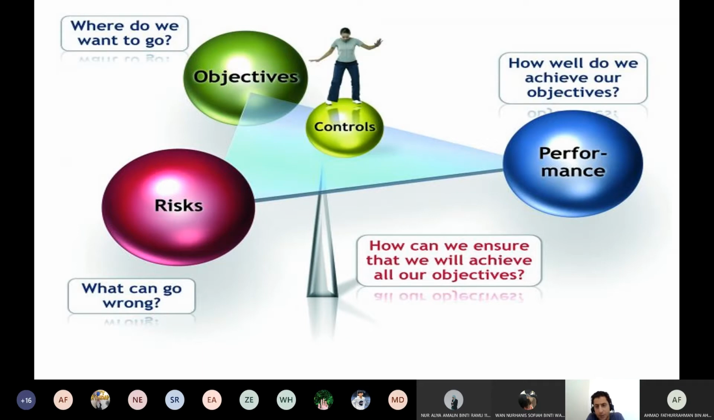So the controls are a kind of balancing, ensuring the performance is done to achieve the objectives with lower risk. So the controls will try to control and minimize the risk, and ensure that the performance is efficient to achieve the company objectives. So the controls are a kind of balancing between the three elements of the company.